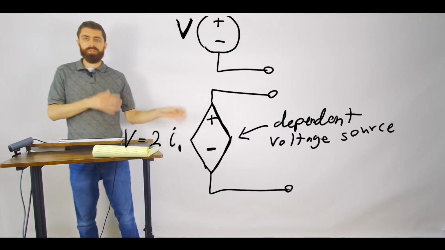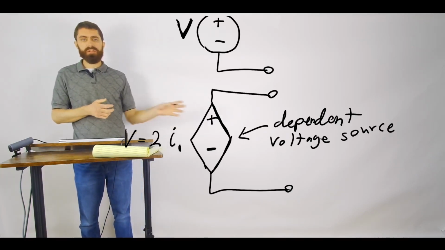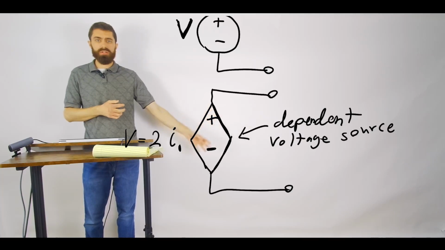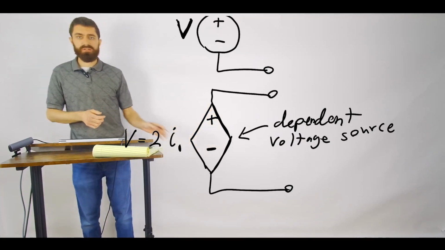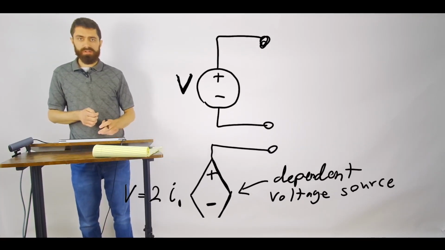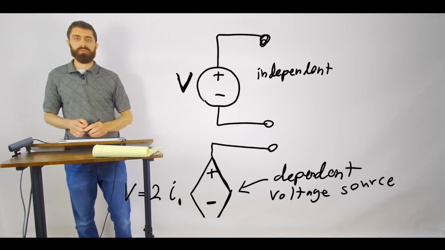So these will show up in this course. But essentially the voltage across this dependent voltage source is dependent on this other variable. Whereas in this case, it's independent. It's always constant voltage.